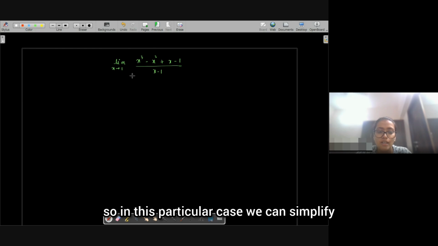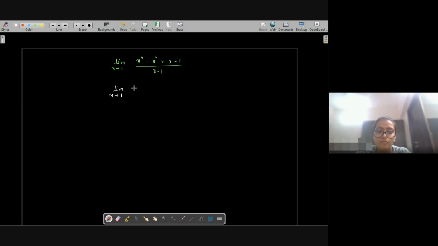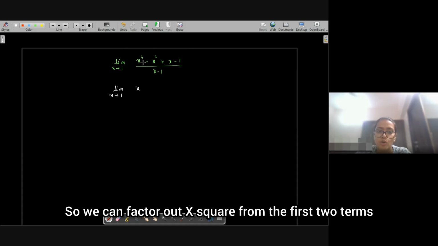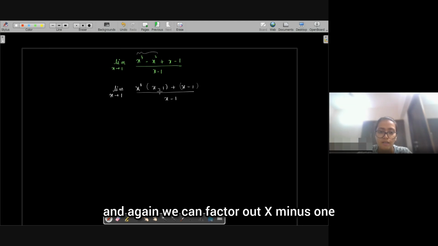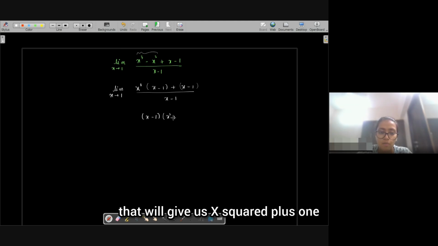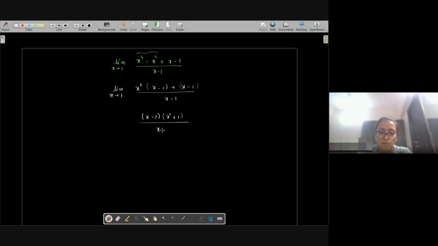So in this particular case, we can simplify the numerator. We can factor out x squared from the first two terms. That will give us x squared times (x minus 1) plus (x minus 1), over x minus 1. And again, we can factor out x minus 1. That will give us x squared plus 1.